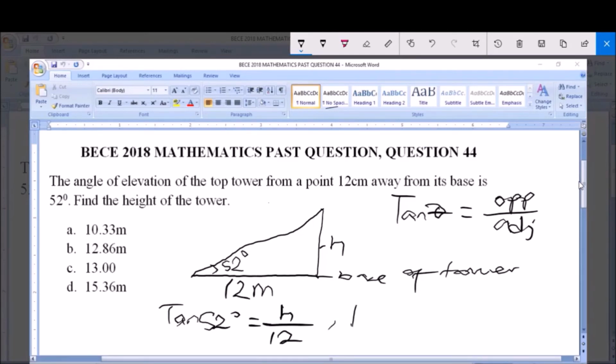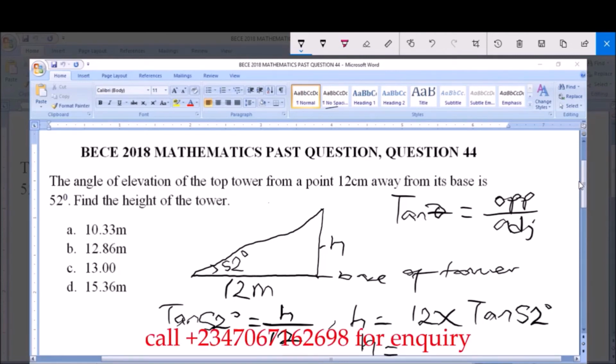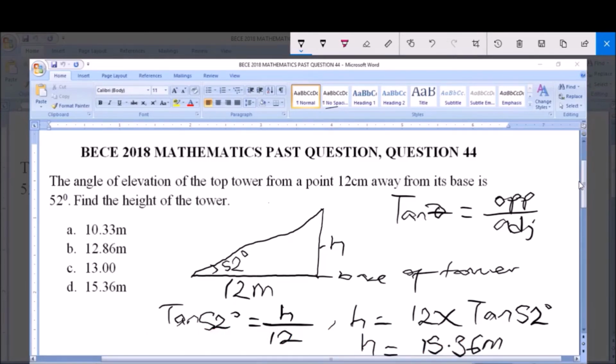That means H is equal to 12 multiplied by tan 52 degrees, and this will give us that H is equal to 15.36 meters. That is, when you carry out the multiplication of 12 times tan 52, you have 15.36 meters. So therefore 15.36 meters is the height of the tower using tan, because tan is a suitable trigonometry we can apply. So the answer is 15.36 meters.